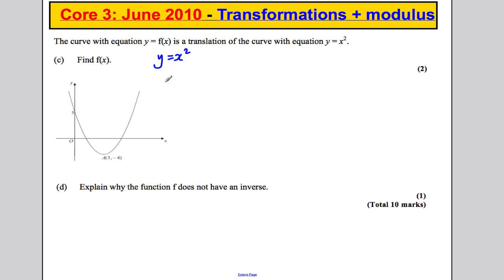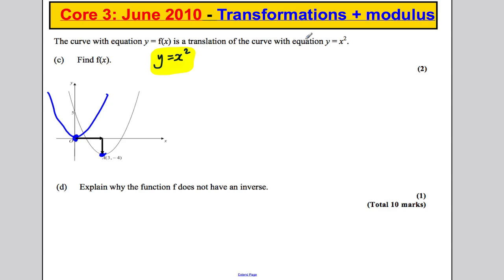Now it tells us that this curve is simply a translation of this curve. It's simply moved in some way. How is it moved? Well, because you know the minimum is 3, negative 4, and normally of an x squared graph it's 0, 0, what you've done is you have moved this graph by simply translation. It says there's no stretch or anything. You must have moved it 3 units in that direction and negative 4 units in that direction.